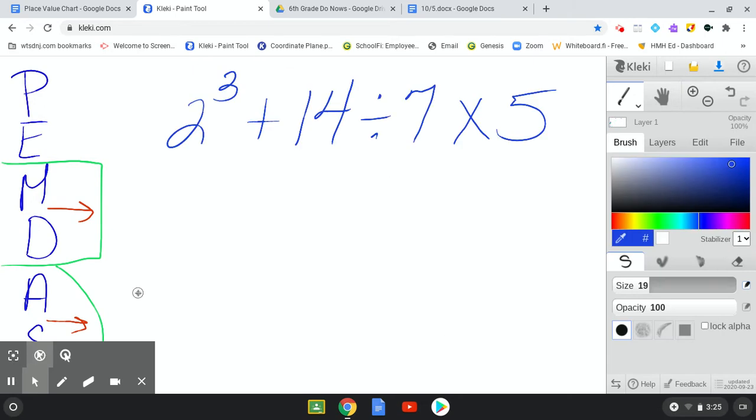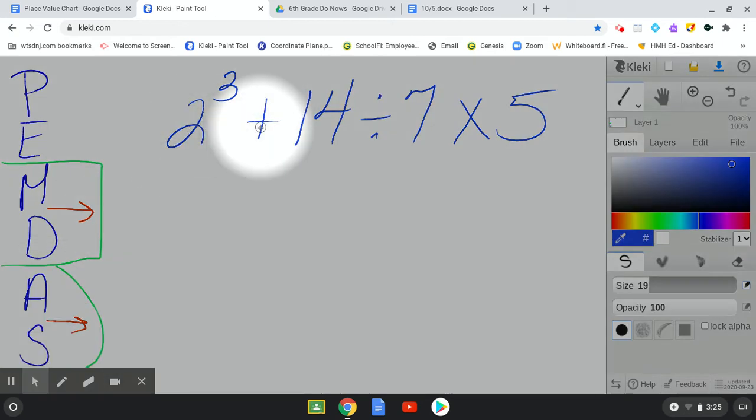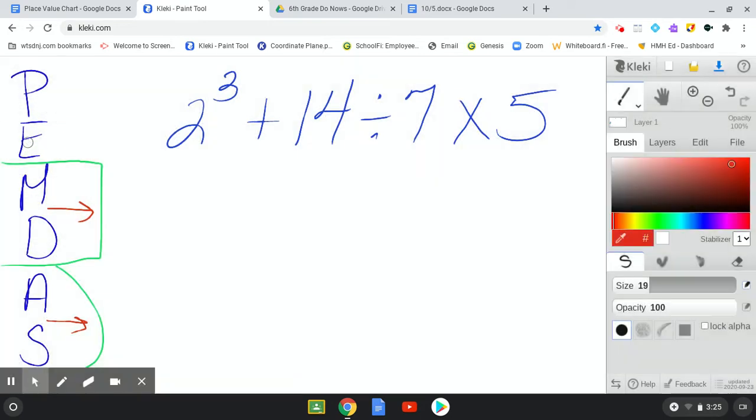Okay, so here I have 2 cubed plus 14 divided by 7 times 5. All right, so I have exponents, addition, division, and multiplication. According to PEMDAS, I have to do my exponent first. So I'm going to do 2 cubed, which means 2 times 2 times 2.